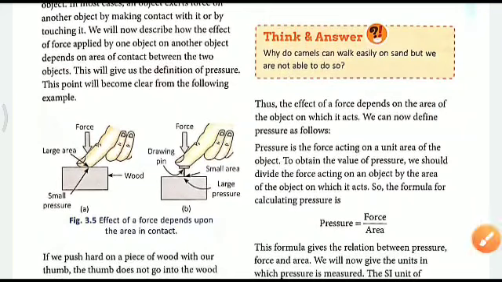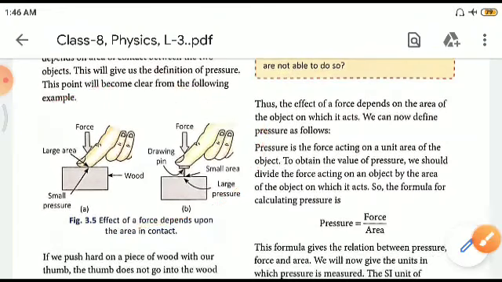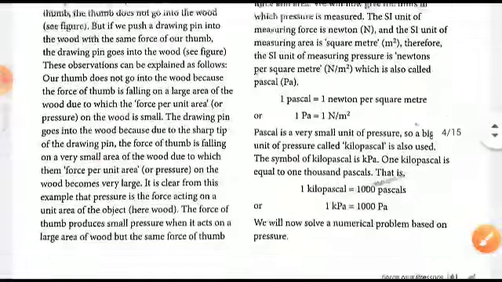In these two examples, you can see that with the thumb, a pressure is applied on an area. The area of the thumb is large, and so a very small pressure is applied. Now, if we take a drawing pin and apply the same force, then as the area is very small, the pressure will be very large. This is being demonstrated here.